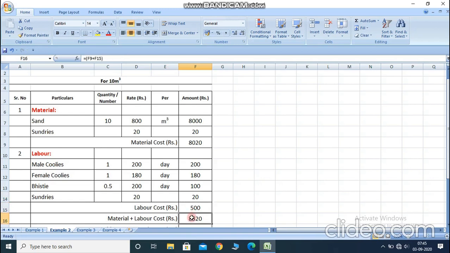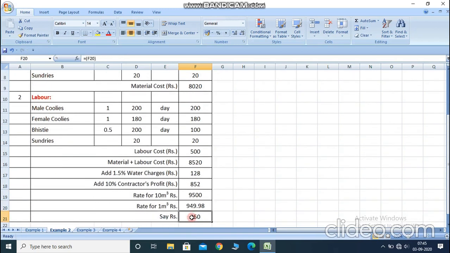Now the total cost, the total rate analysis, is the material cost plus labor cost. So 8,020 rupees plus 500 rupees. So the total cost is 8,520 rupees.